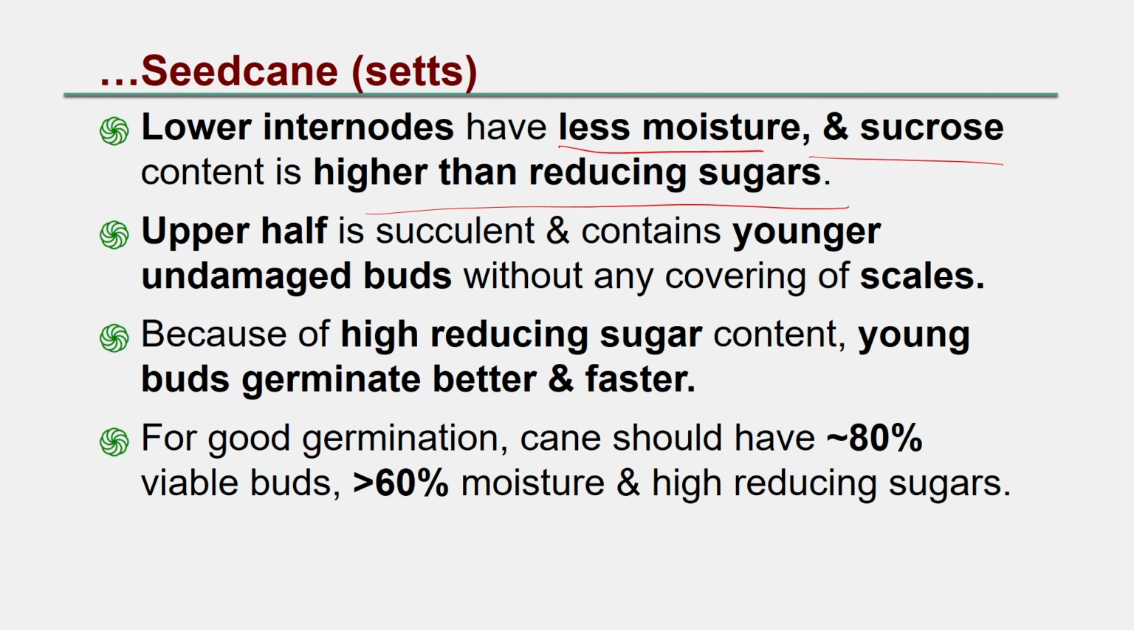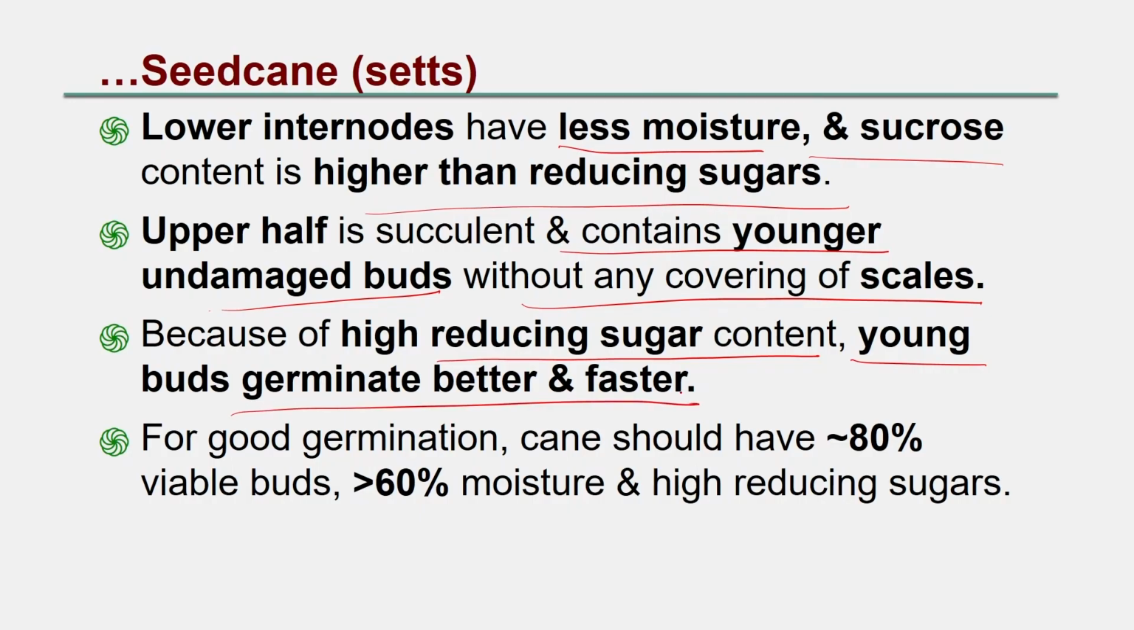The upper half is succulent and contains younger undamaged buds without any covering of scales. Because of high reducing sugar content, young buds germinate better and faster. For good germination, cane should have about 80% viable buds and more than 60% moisture and a high level of reducing sugar.